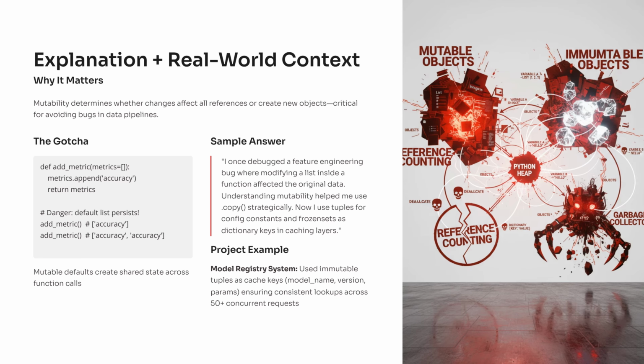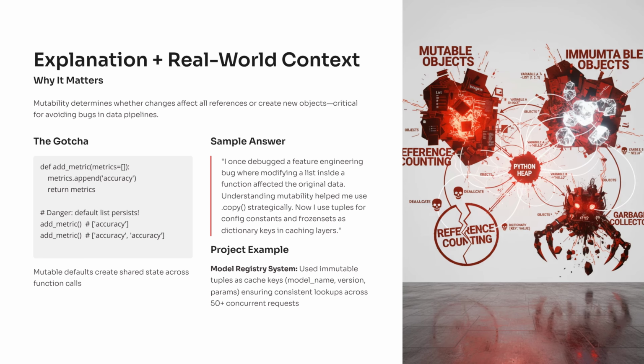Here's a simple example. Suppose you create a list in a function that keeps track of metrics like accuracy. If you forget to make a new list each time, Python reuses the same one from before, so you call the function twice, and suddenly your old data appears again. That happens because lists are mutable. They change in place. To fix that, you can make a copy or use an immutable type like a tuple when you want to keep data frozen.